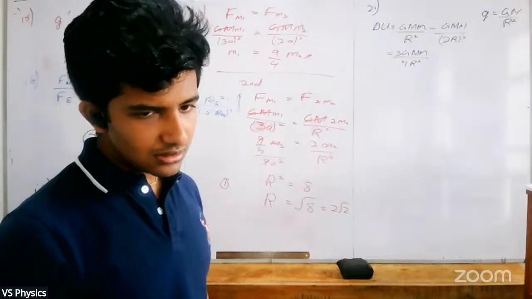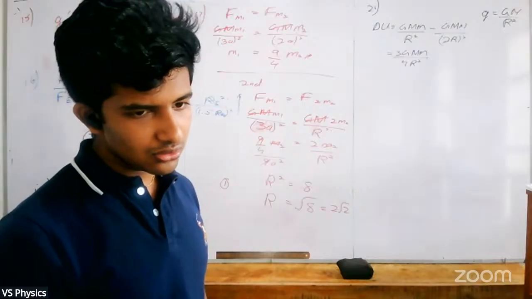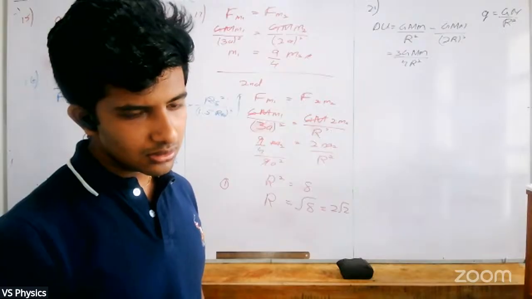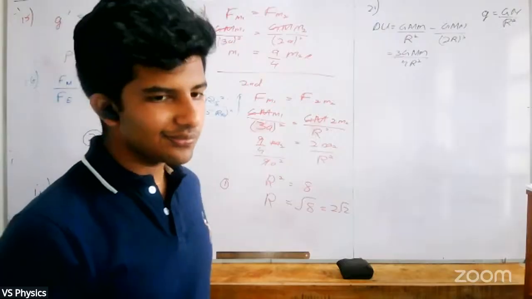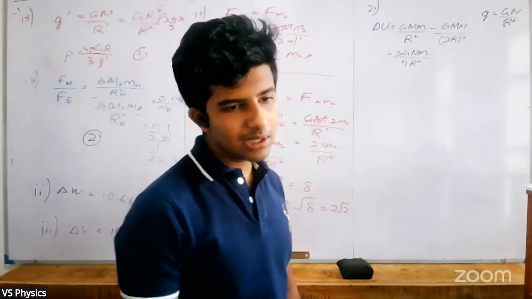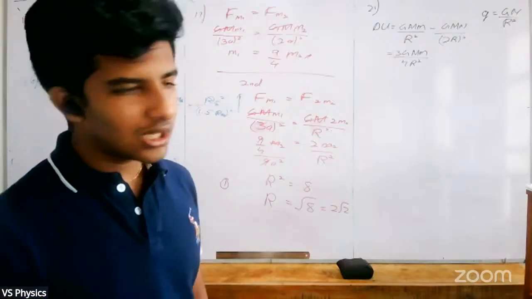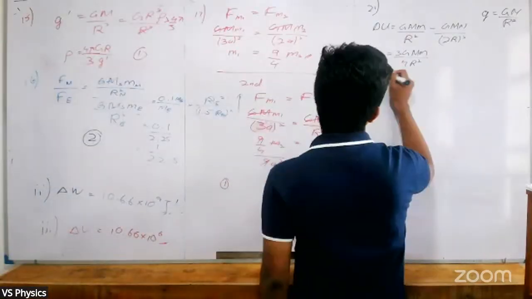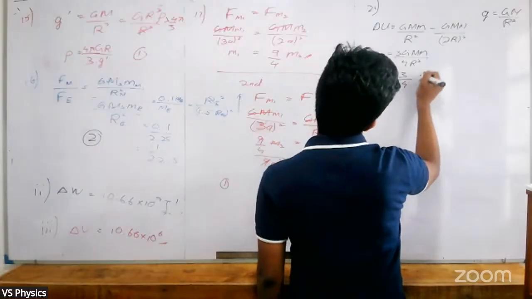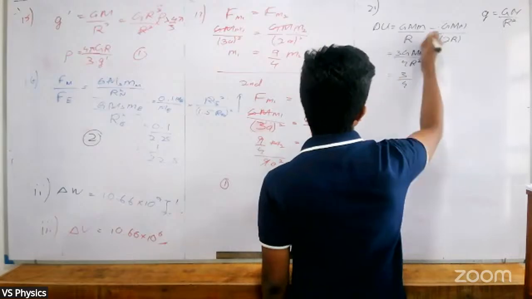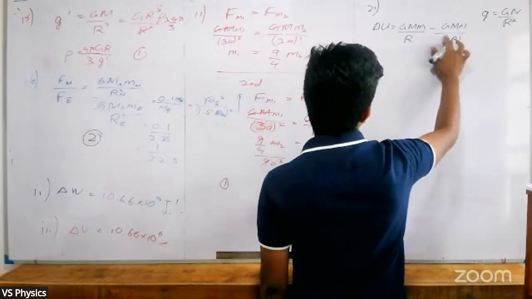Is there an answer? There's no answer. The answer is actually 3 over 4. We can cut this over. Okay, okay, there might be an answer. I'm really sorry, there's an answer.